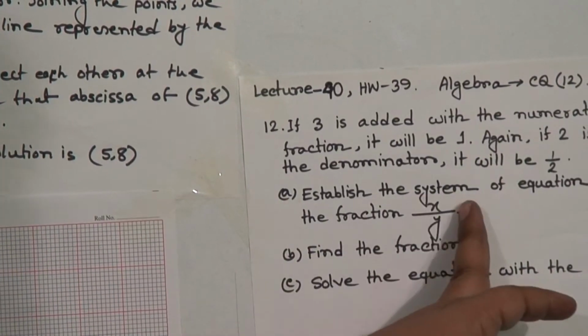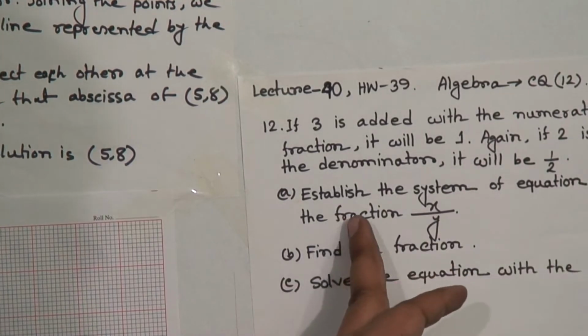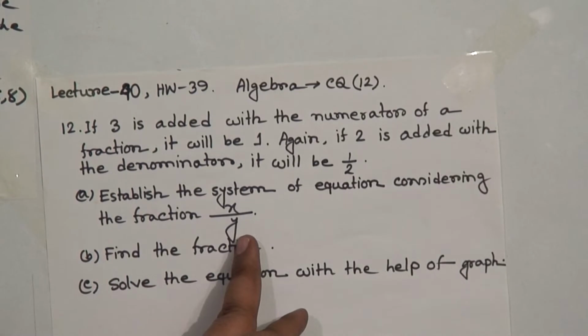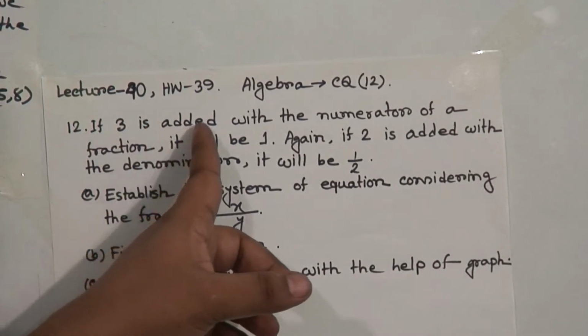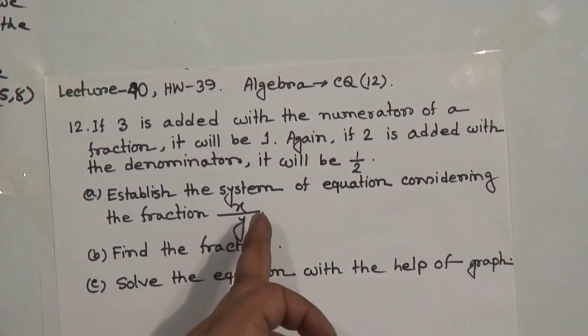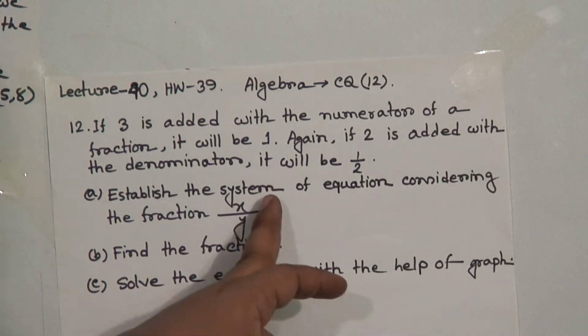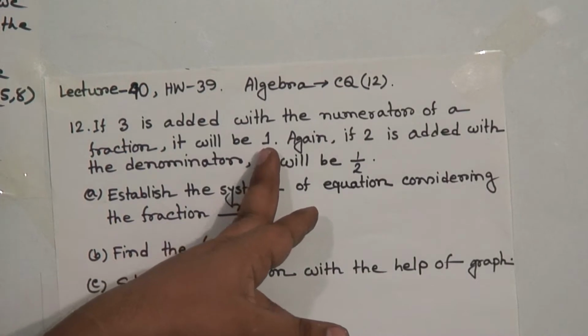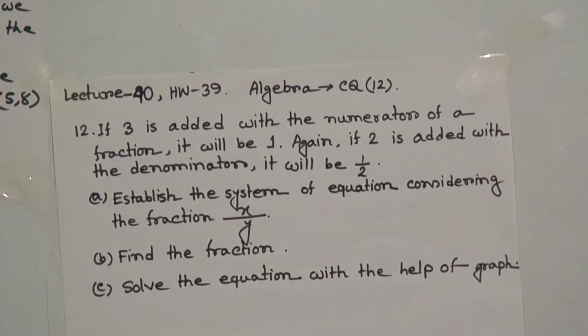First of all, establish the system of equations considering the fraction x by y. That means here the numerator is x and the denominator is y. Dear students, if 3 is added with the numerator, that means if I add x plus 3, then x plus 3 divided by y equals 1. Okay, so let us start. First of all, question number A.